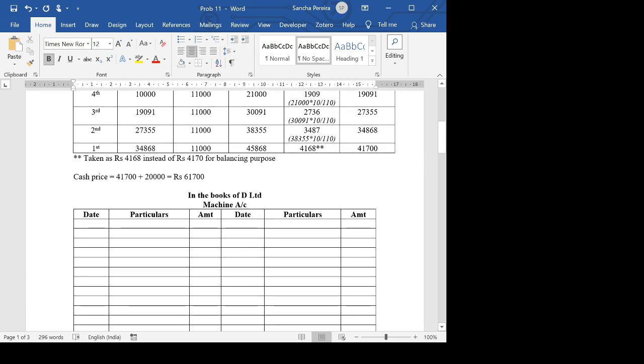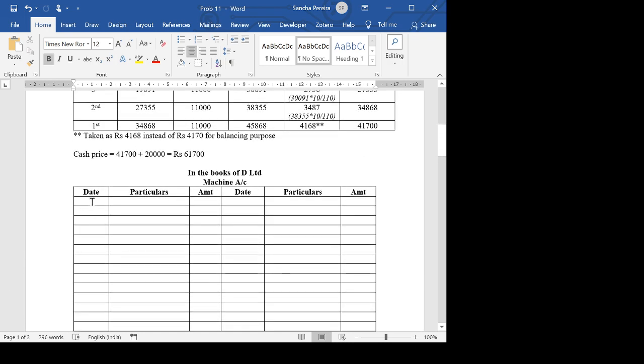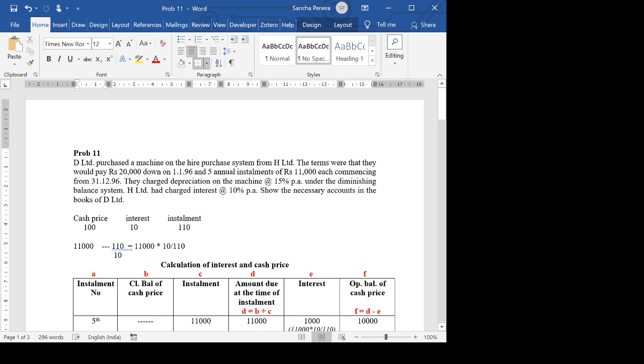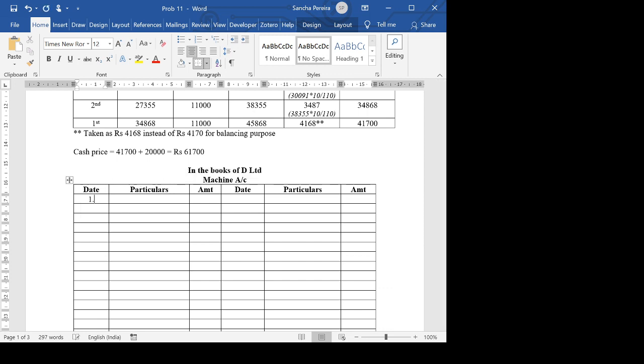So, it will be in the books of the hire purchaser. Machine account debit to the hire vendor's name, that is H Limited. Have they given us the dates? Yes, on 1st January 96. So on 1st January 96 to H Limited.